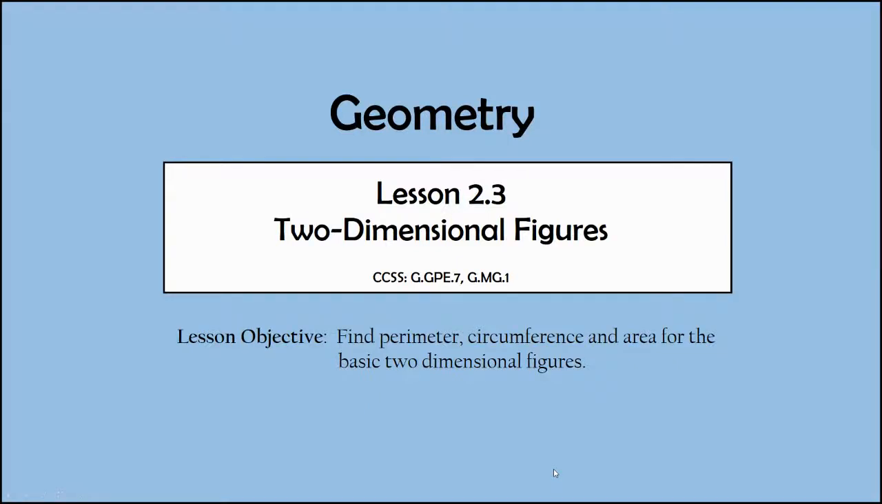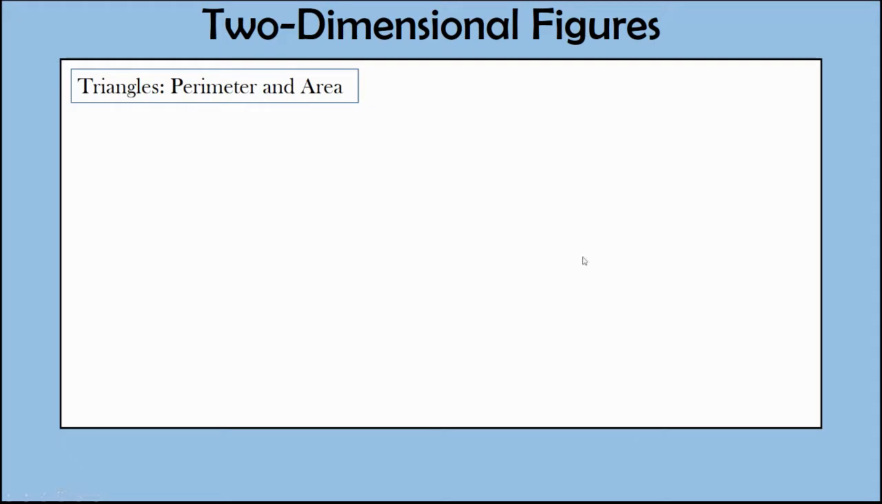Today in geometry, we're going to work on lesson 2.3, which is two-dimensional figures. Essentially, what we're looking at here are some of our basic two-dimensional shapes: triangles, rectangles, squares, and circles. And we're going to find perimeter or circumference and area for these and look at them in some different situations. Okay, so first off, we're going to look at triangles.